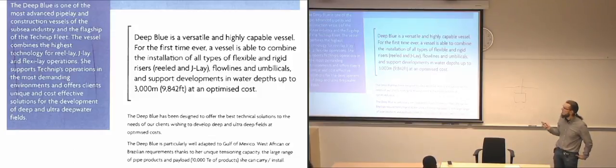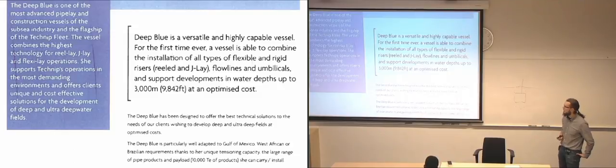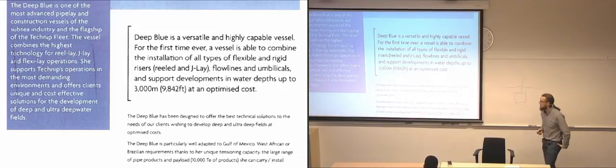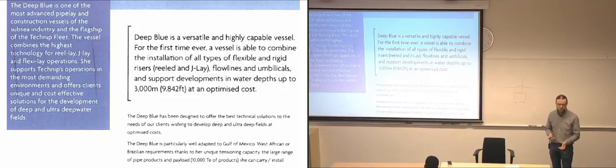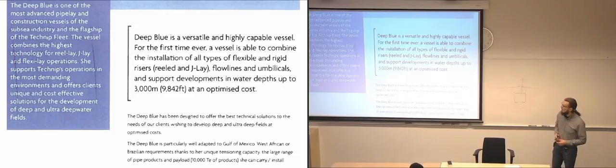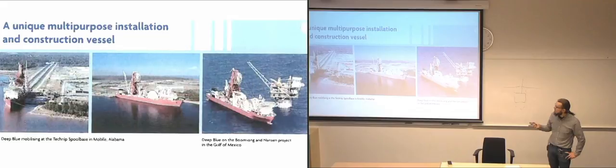It's able to combine the installation of all types of flexible and rigid risers, flow lines, and umbilicals. So it can support developments in water depths up to 3,000 meters. So it's a pretty versatile vessel. It can do almost all of the tasks that need to be done with regards to laying pipes and cables, even all the way down to 3,000 meters. So it's a pretty good one to use. There we have a couple of pictures of it in Mobile, Alabama, and in the Gulf of Mexico.